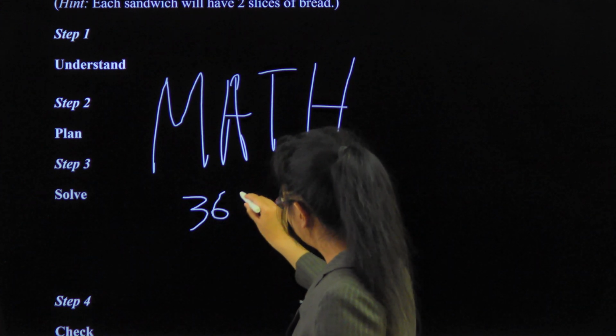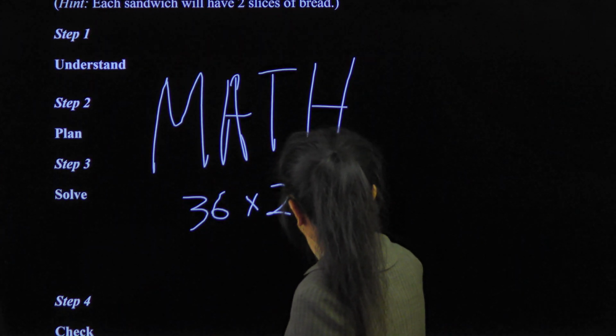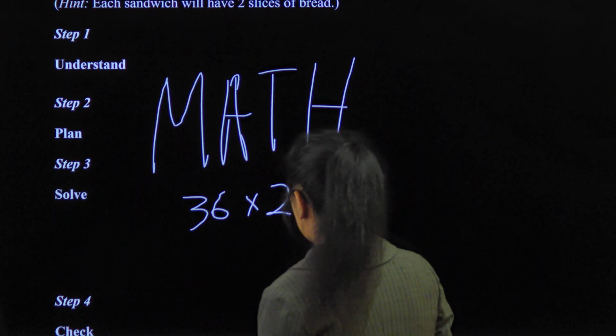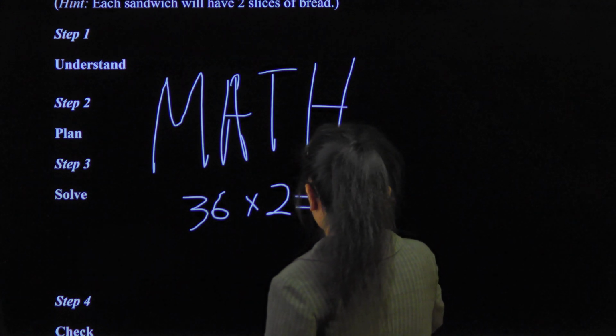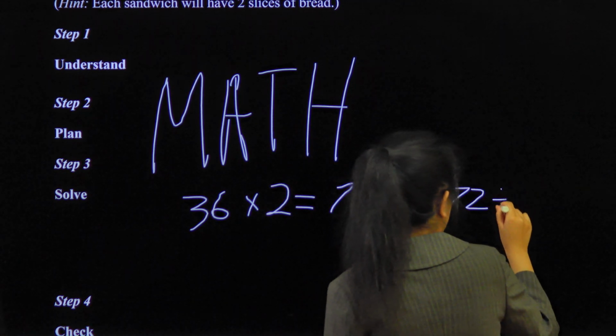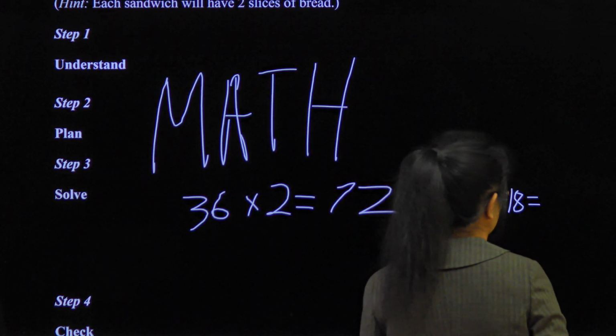36 children times 2 slices of bread. That's the amount of bread slices that we need to feed these 36 children, which is 72. 72 divided by 18 is the amount of loaves that we need to feed these children.